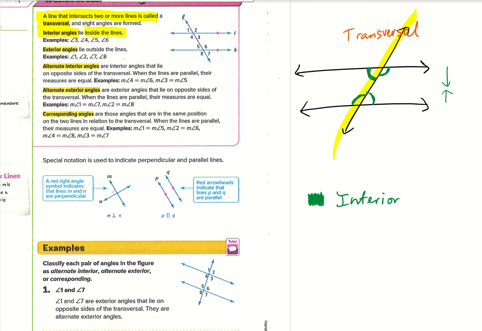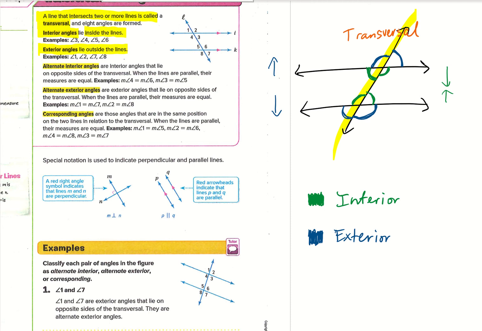The opposite of that would be our exterior angles, which are the angles that lie outside of the lines. I'm going to put those in blue. So our exterior angles are going to be this one, and then this one, and this one. Again, you can see that those are exterior because they are outside of our two parallel lines. They're not between the lines, they're outside of the lines.